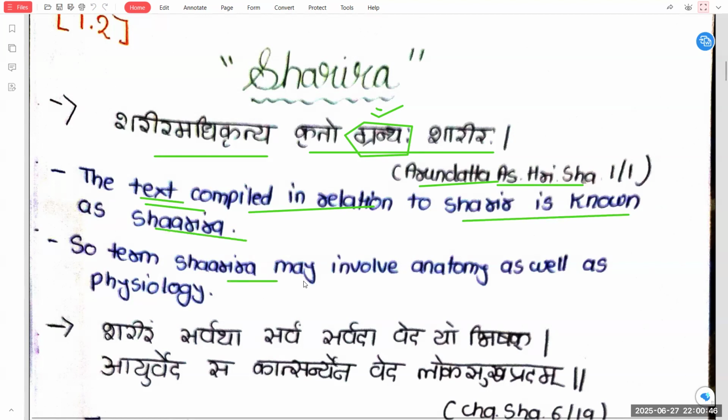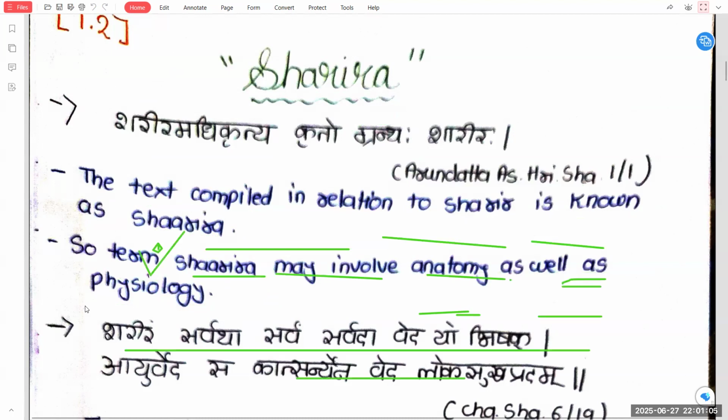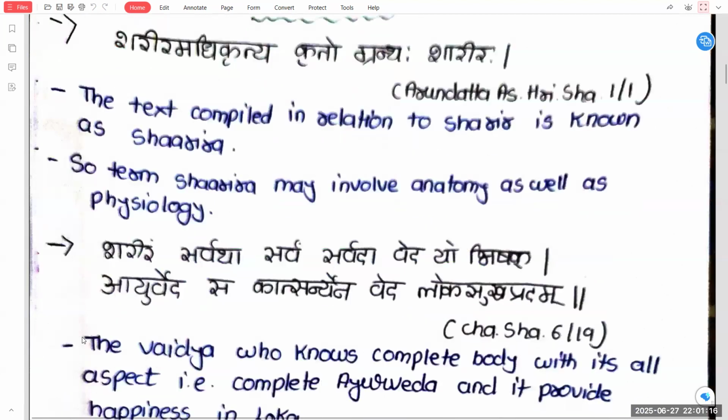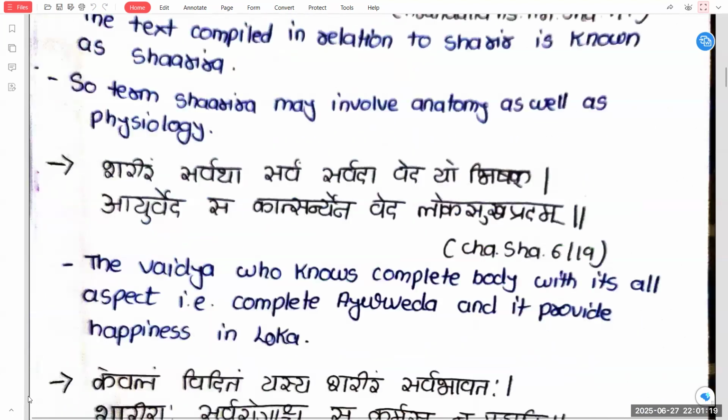The term Sharir may involve the anatomy as well as physiology. So what is the subject's name? Our subject's name is Rachana Sharir and not Rachana Sharir. Understood? Now you can easily interpret how easily the nomenclature is given by our acharyas because it is always scientific. It is not sharir, it is sharir, because sharir is what?